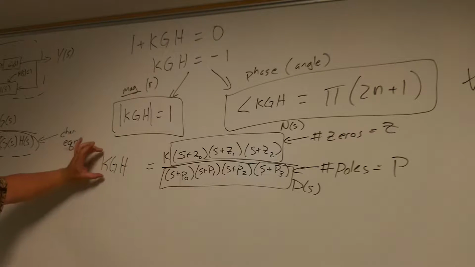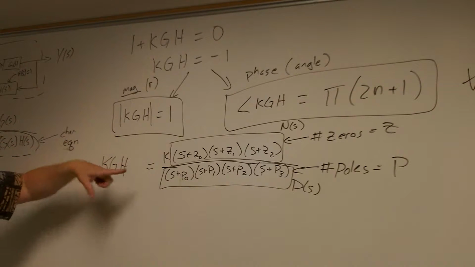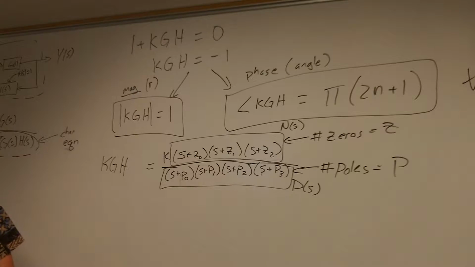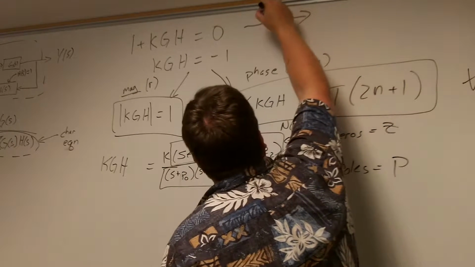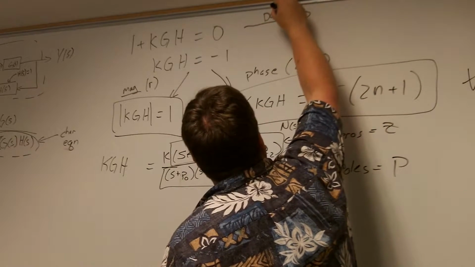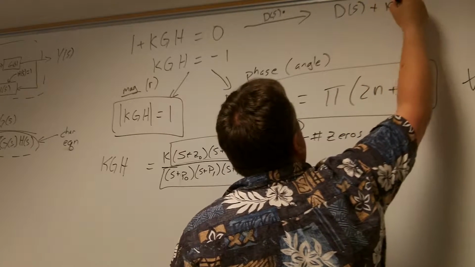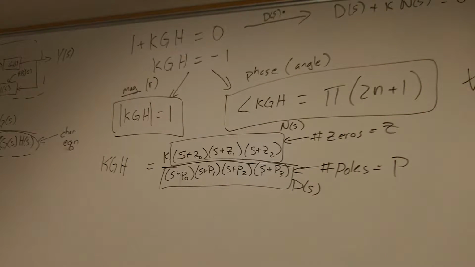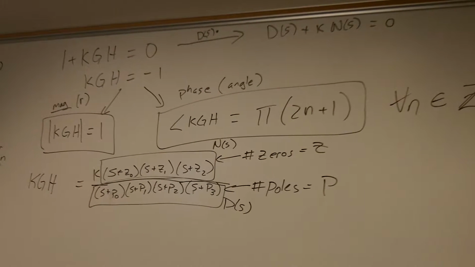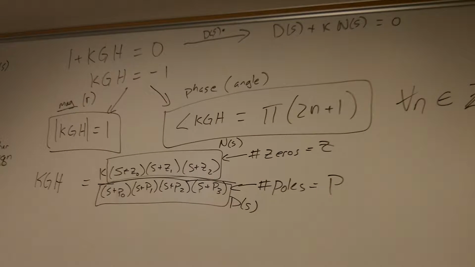Now, consider the equation 1 plus KGH equals 0. If I multiply through by D of S, I would end up with D of S plus K N of S equals 0. You might be wondering why the heck you should care about this, but you'll see in one quick second.